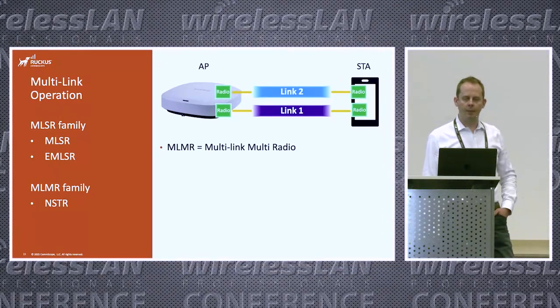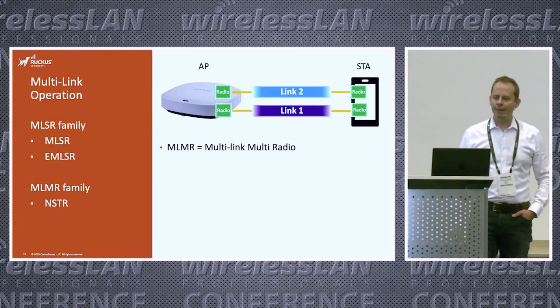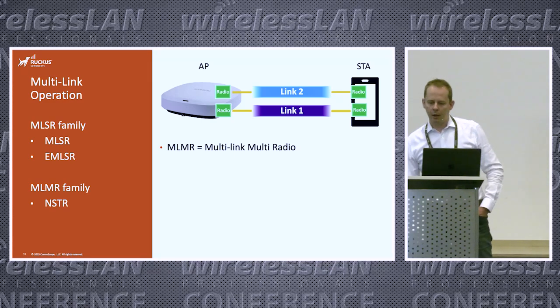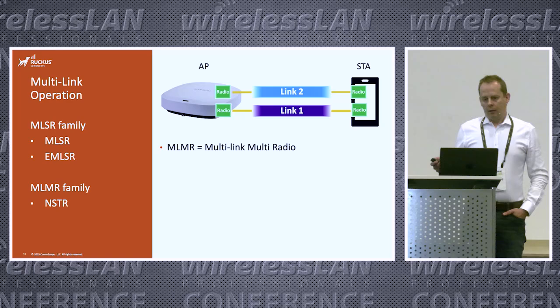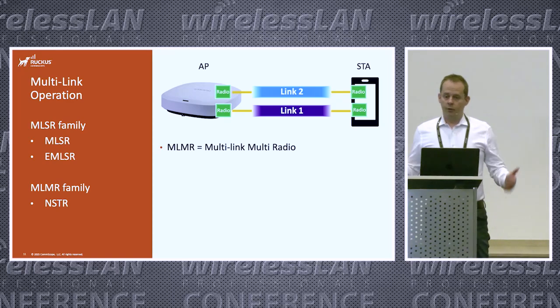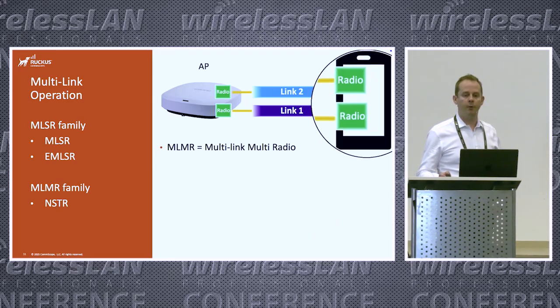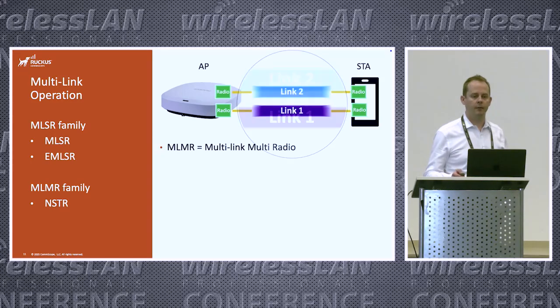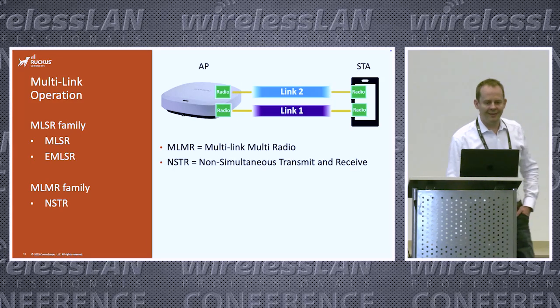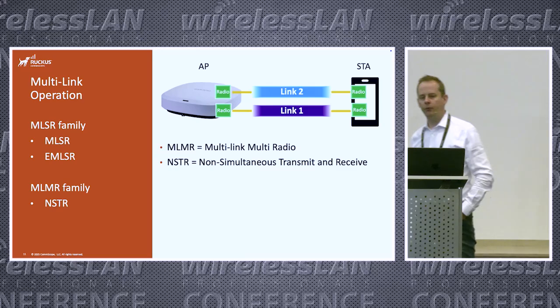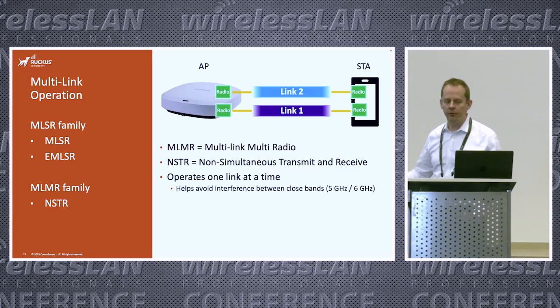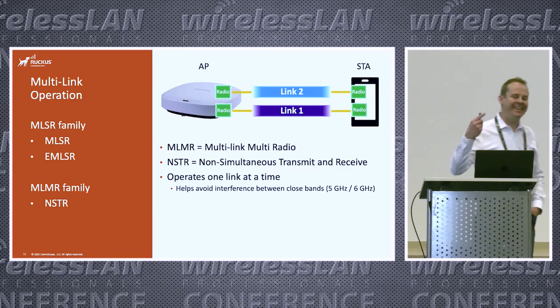Now, we talked about MLSR. We're going to talk about MLMR. So what is MLMR? It's basically multi-link, multi-radio. So this time, you have multiple radios set in front of the links. The first mode is NSTR, for non-simultaneous transmit and receive. Basically, as the name says, you can use only one link at a time.